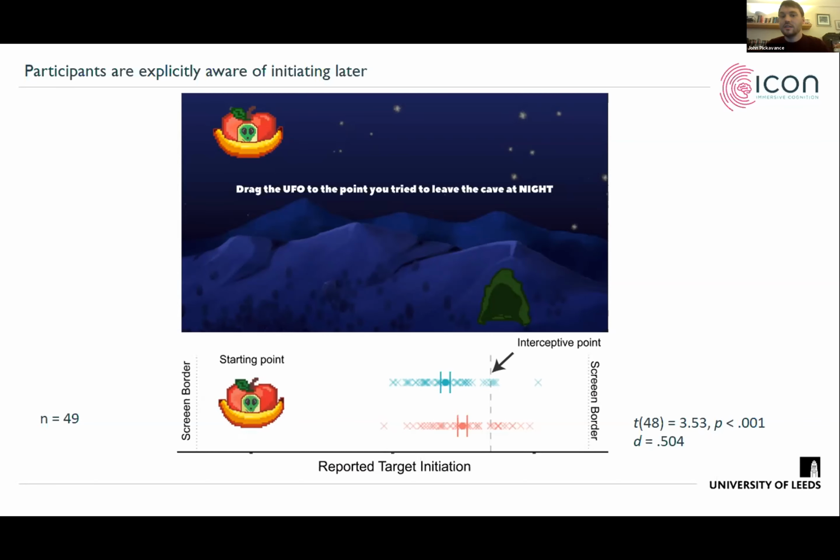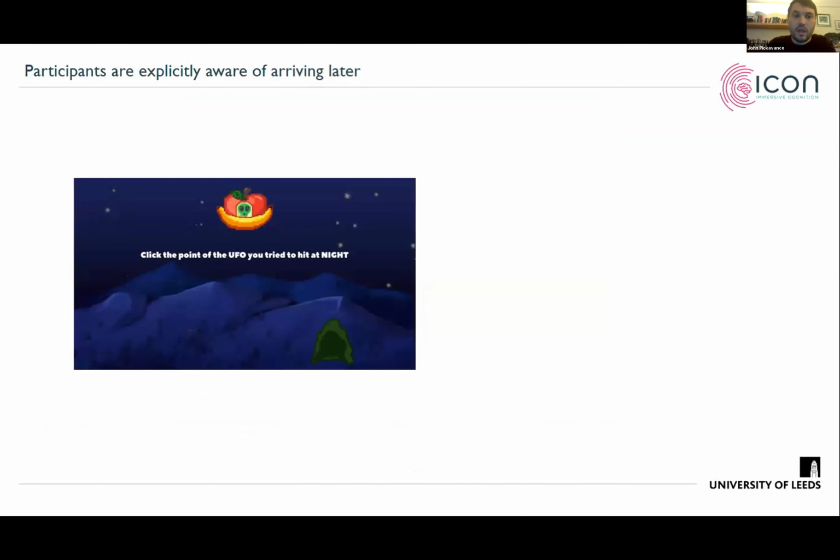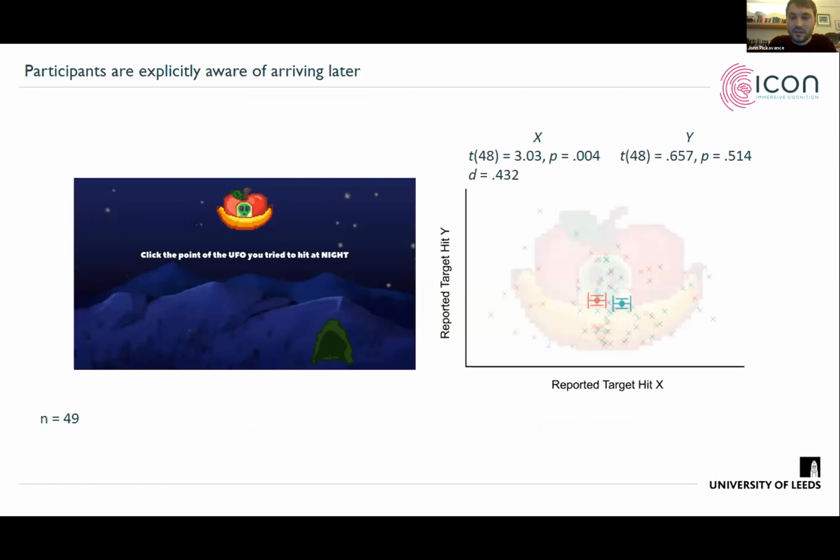The people were indeed explicitly aware of their delay to initiation. And similarly, we asked them where on the bat they were trying to hit the target, where on the target they were trying to hit with the bat at night and at dawn. And once again, we found participants were aware of trying to aim further to the back of the target, although not in the white. It should be mentioned here, the ends 49, we had to throw one of them out.